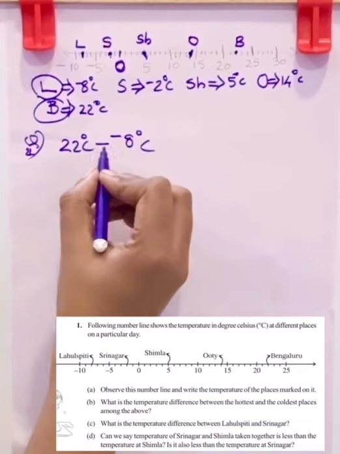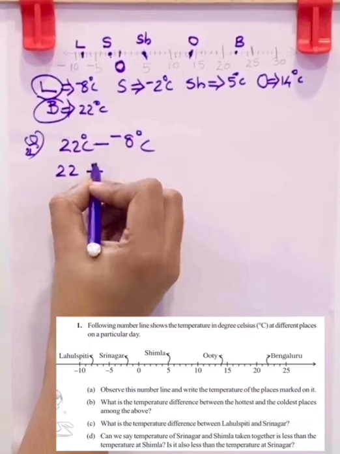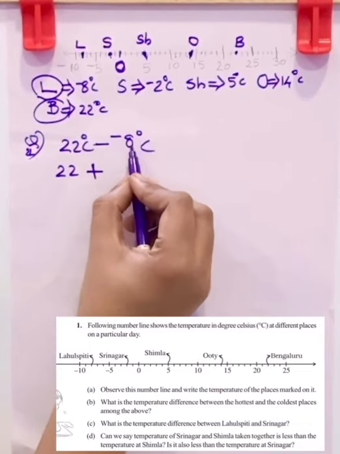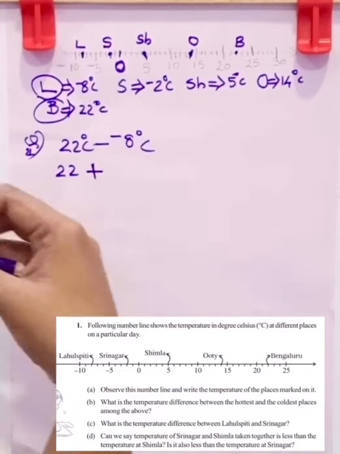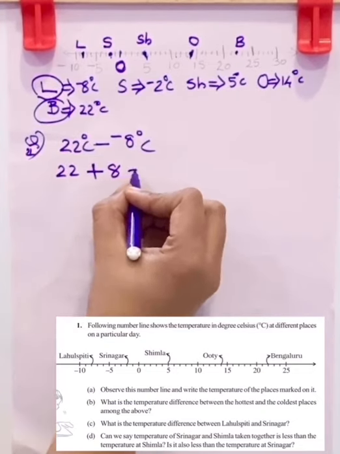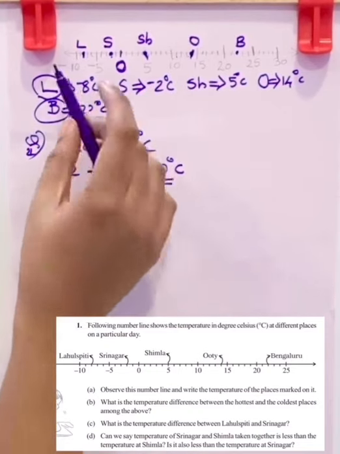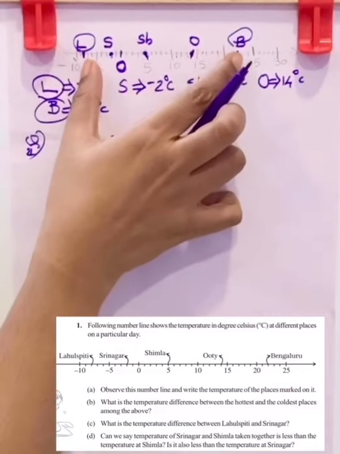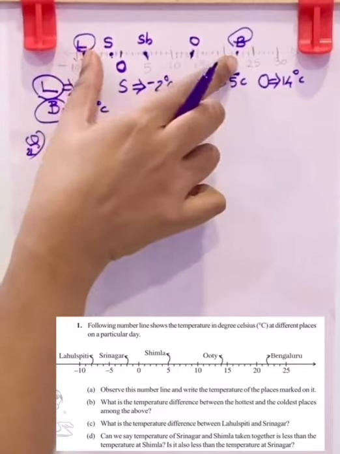Now, what will you do? This is subtraction. So you want to make it as addition. And after making addition, you want to change the next number to its additive inverse. Here it is -8, so additive inverse is +8. Now 22 plus 8, that is 30 degrees Celsius. This is the difference between these two places, that is from here to here, that is 30 degrees Celsius.